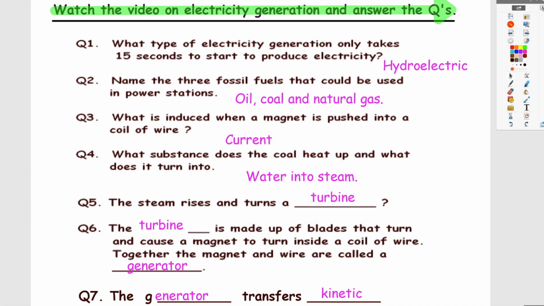4, what substance does the coal heat up and what does it turn into? So it heats up water and it turns it into steam. 5, the steam rises and turns a turbine. 6, the turbine is made of blades that turn and cause a magnet to turn inside a coil of wire. Together the magnet and the wire are called a generator. And question 7 is just the bottom of the screen. The generator transfers kinetic energy into electrical energy.